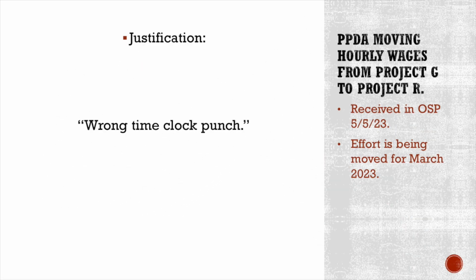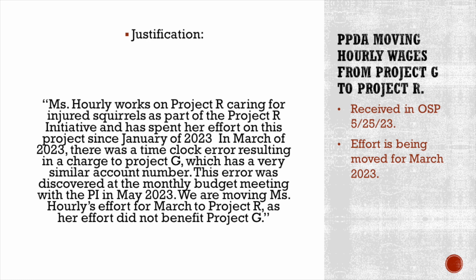Let's try one more. There's a PPDA that moves hourly wages from 2 months ago from Project G to Project R. The justification given is wrong time clock punch. How can we make this justification adequate? What do we need to include? Well, for one, we have to explain what we're actually doing, how it's allowable, and how the effort benefited the project. Sound familiar? Well, here's one way we could make this one better.